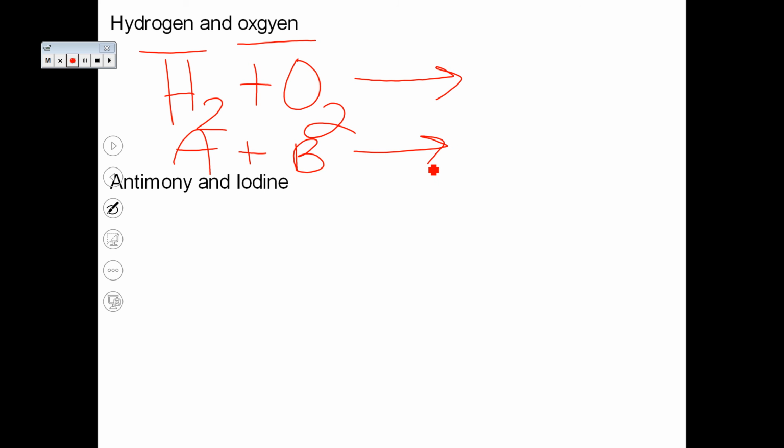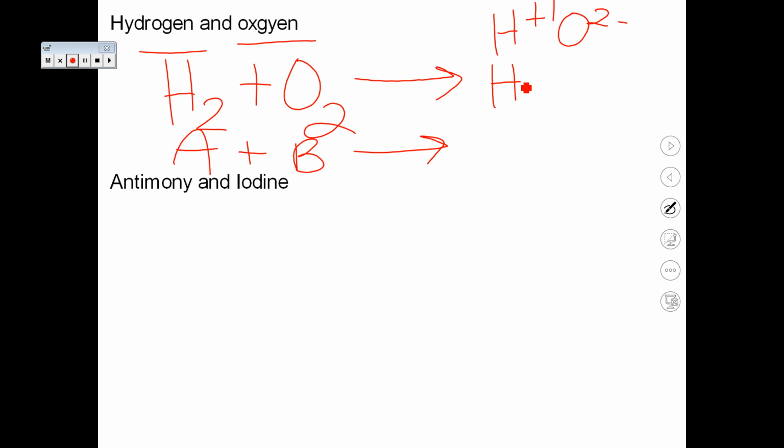So here, you can't just push H2 and O2 together. That is not how chemistry works. If it was that easy, then my son in 2nd grade could do this, but it's not that easy. You have to write the formula for hydrogen and oxygen coming together, which is H plus 1, O 2 minus, which becomes H2O.